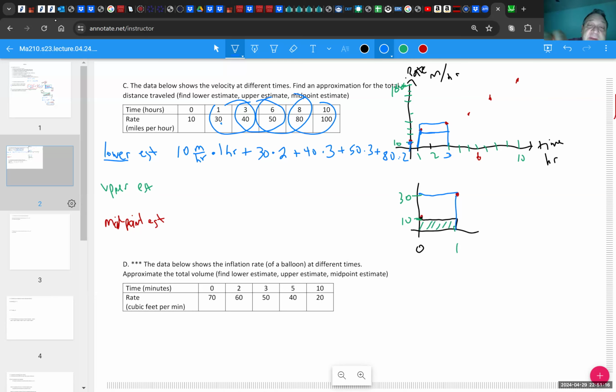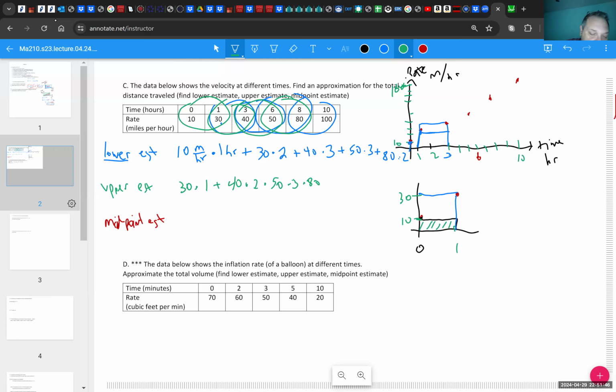Likewise, the upper estimate is going to be the same kind of thing, but on the first time interval, we're going to take the larger of the two rates as our upper estimate. So this is going to be 30 times the same 1 hour. And then the second interval, we're going to be 40 times a 2-hour interval. And we're going to continue on finding an upper estimate for each of those time intervals. So 50 times 3, 80 is the upper one, and that's over a 2-hour estimate.